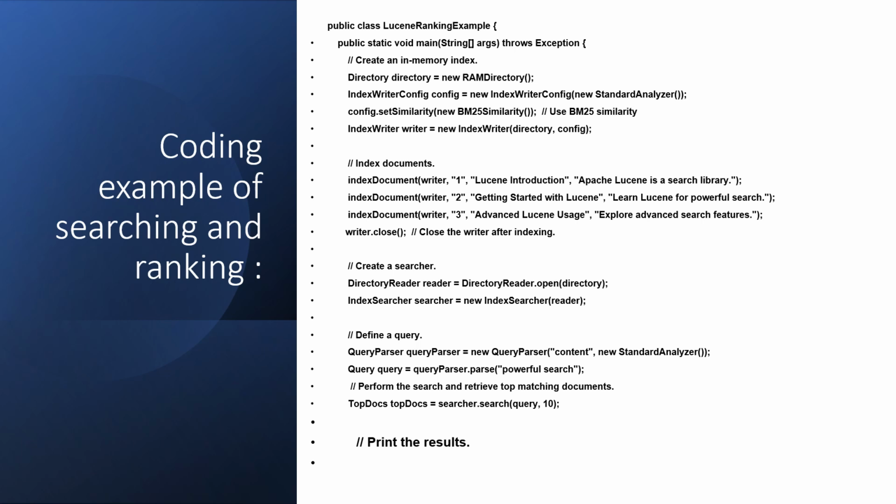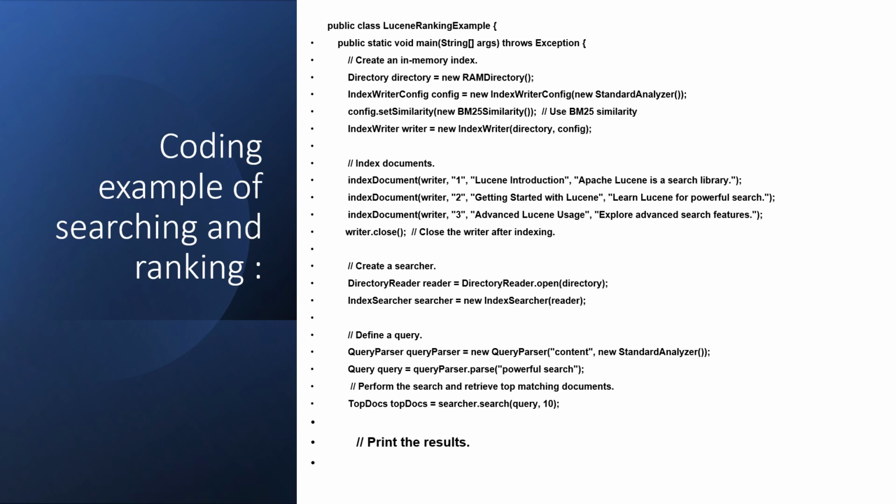Let's consider the example code that you can see on the screen. The first part of the code contains index creation. As you can see in the code, the memory index is created by using a RAM directory, which is a type of Lucene directory that stores the index in memory. Coming to the second part of the code, we can see the document indexing. The documents are indexed into Lucene using an index document method. In our code, three documents are added, each with an identifier, a title, and a content.